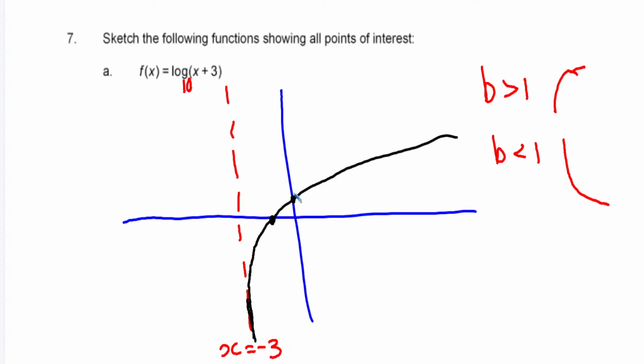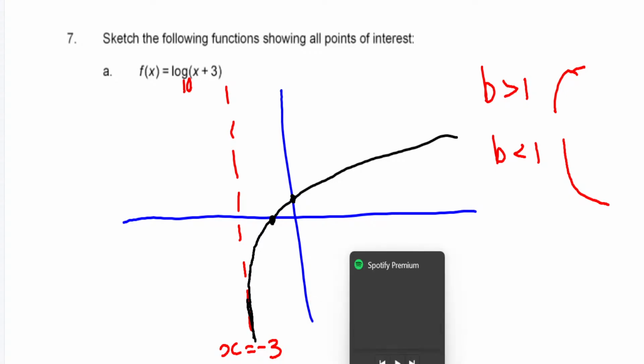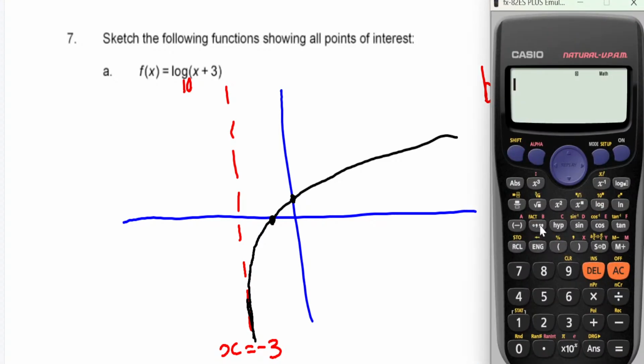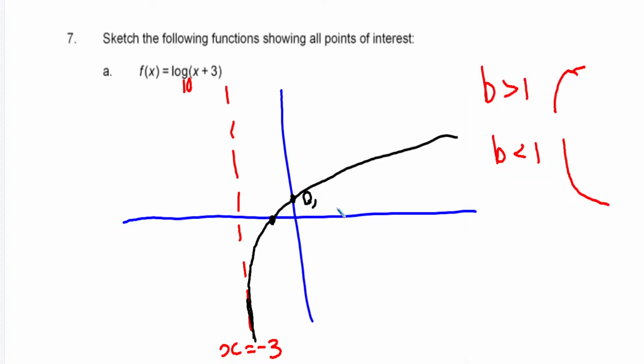All right, how do I work out a y-intercept? I let x be 0. All right, now log of 3, and I can just bring up a calculator and see what log of 3 is. I think I can find the calculator. There we go. Log of 3 is actually 0,477. So it's 0,47748, call it.